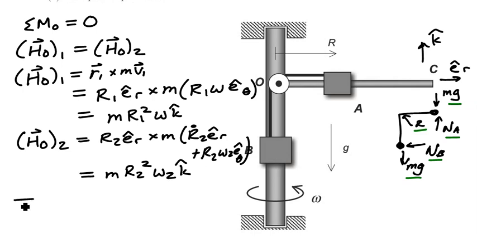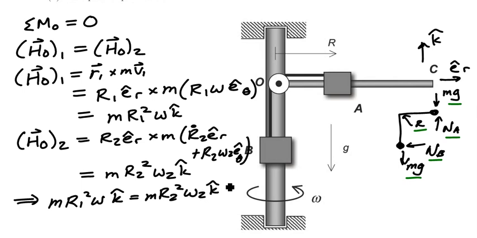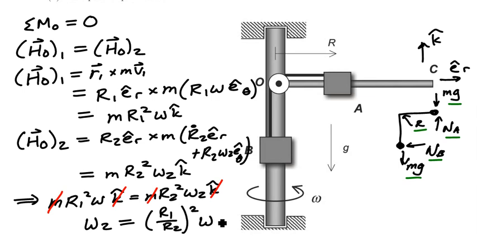If I go ahead and equate both expressions here for angular momentum, I'll have that m times r1 squared times omega in the k is equal to m times r2 squared times omega 2 in the k. I can use this and cancel out the common mass and the common k vector, and what I'll get here is a result that the angular speed after the motion is going to be equal to r1 divided by r2 quantity squared times omega.